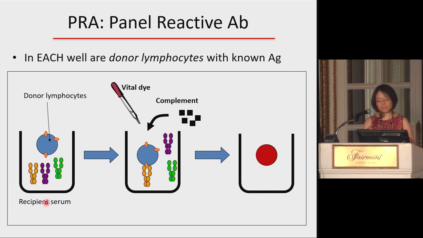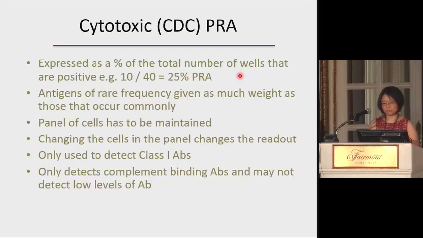Now you're taking recipient serum. These are the recipient anti-HLA antibodies residing here, and you add in various donor lymphocytes. Again, if there's an anti-HLA antibody that's donor-specific, then cell cytotoxicity occurs. You would set up a panel of about 40 different wells. The recipient serum would be the same in all the wells, and you would add different donor lymphocytes to each of them. Say 10 of them reacted and were positive, then that would give you a PRA level of 25%.